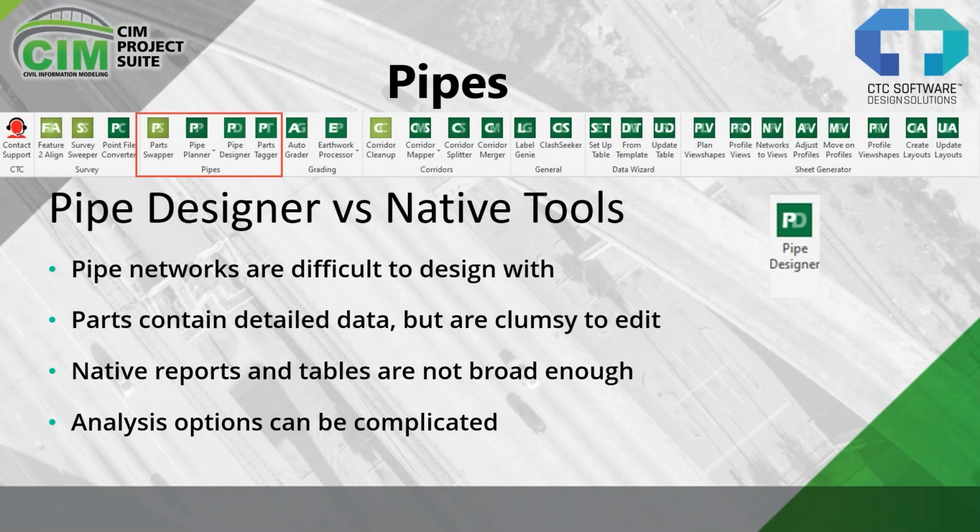So Pipe Designer versus native tools. Pipe networks are great. You can get them created. You can add all the parts that you want, but they're really kind of difficult to design with. The parts contain detailed data, but are clumsy to edit in that you need to generally do them one at a time. And native reports and tables are really not broad enough. They're kind of hard to pick through if you've used them. They can be difficult to use also. And the analysis options can also be complicated.